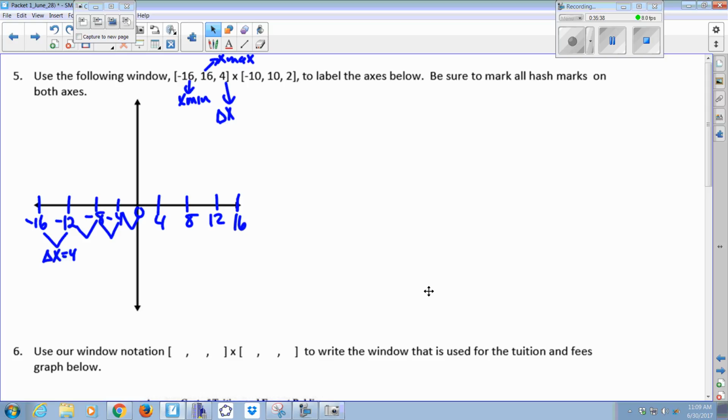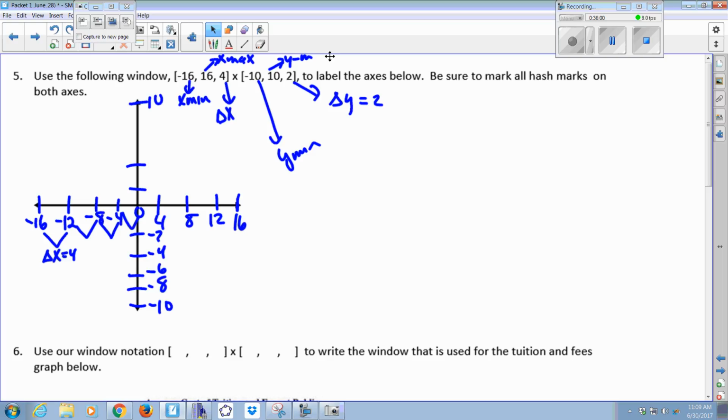Okay, now we do y minimum. Our y minimum is negative 10. Our y max is positive 10. And then we're going to increment or change our y's by 2. So we have negative 8, negative 6, negative 4, negative 2, then 2, 4, 6, 8, 10. So that's how you would use this notation to create the scales on both your x-axis and your y-axis.